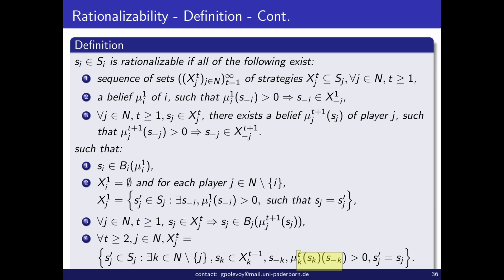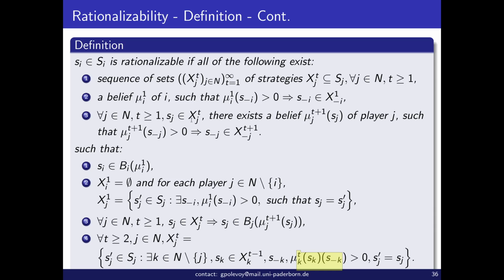The belief which justifies the origin, the si, which we define as rationalizable, is called mu 1 of i, and we require the support of that belief to be in x1 minus i, so that x1 minus i is big enough to support this belief. And now every member of x1 minus i needs a support too, needs a belief to which it's the best response, and so on and so forth.